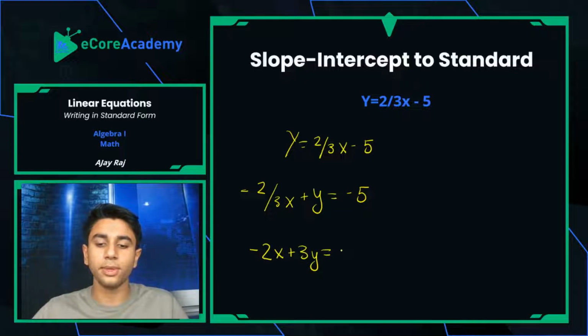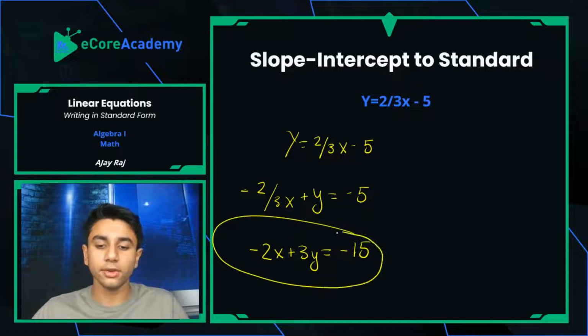And then on the right-hand side, we get negative 15. And this, of course, is our finalized standard form equation.